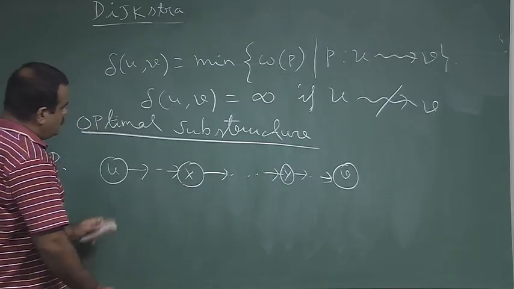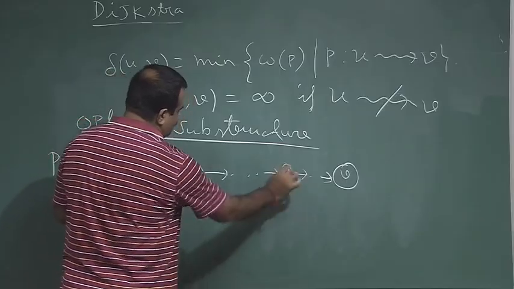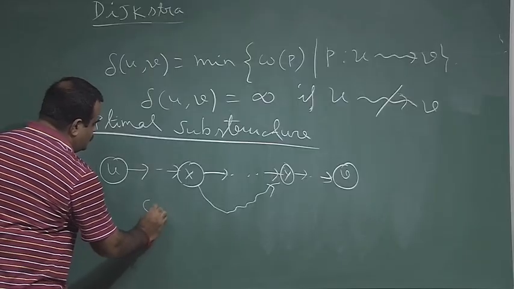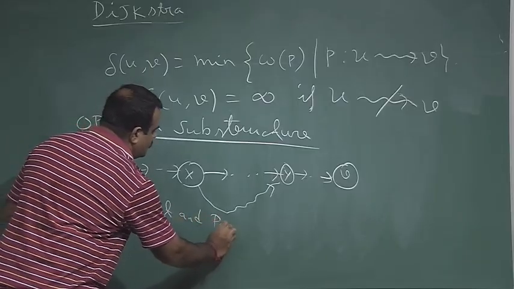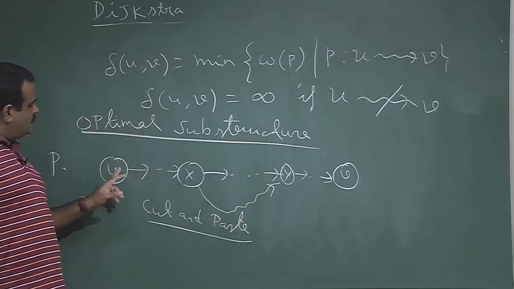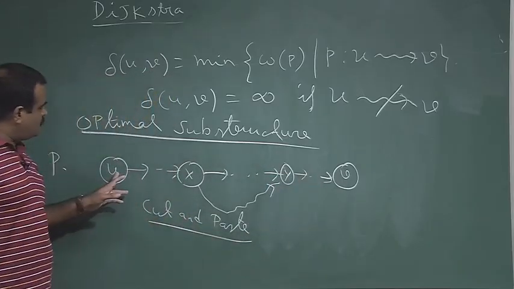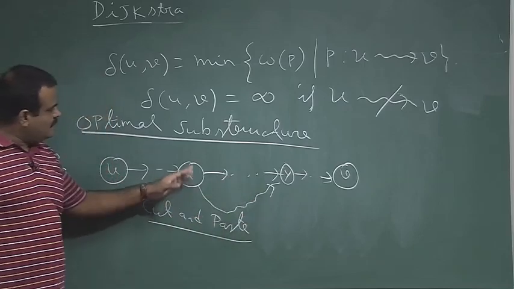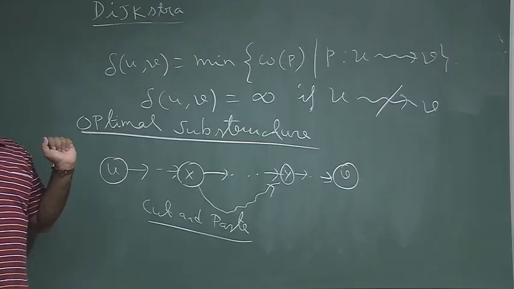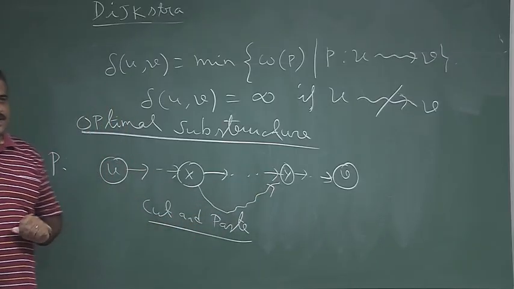We can prove this. Suppose there is a path from x to y which is shorter than this path. Then we use the cut and paste technique. We take a new path from u to v: we go from u to x, then we take this shorter path from x to y, and then continue to v. This is a new path from u to v, and it is shorter than the path we have. So, it contradicts that our original path was the shortest path. So, the optimal substructure property holds here.